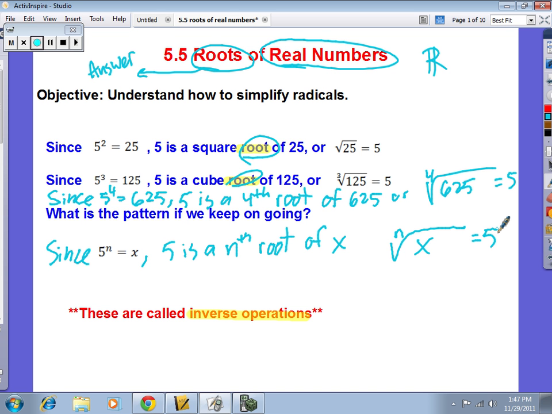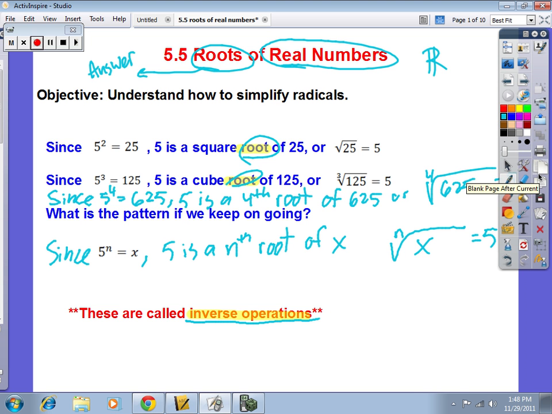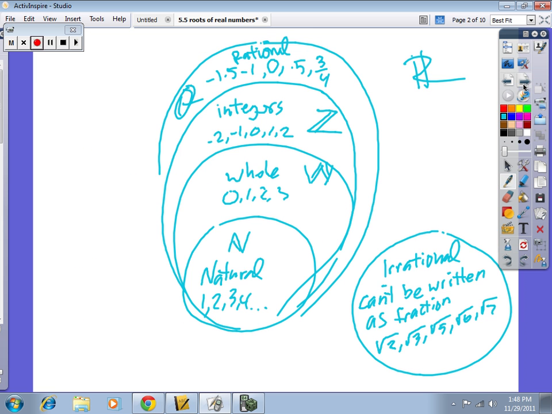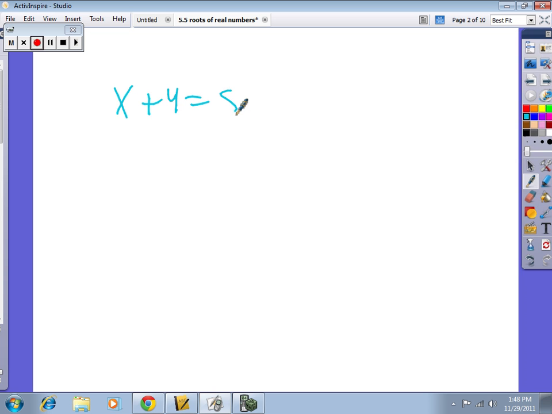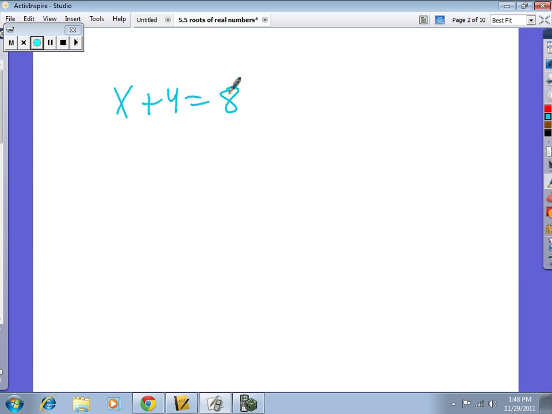Okay, now you need to understand what this vocabulary word is right here. What is an inverse operation? Backwards. That's doing it backwards. So look at this right here. If you've got x plus 4 equals 8, what number plus 4 is 8? How did you get x is 4? You work backwards. You minus 4, you minus 4. What is the inverse operation of plus? Minus.